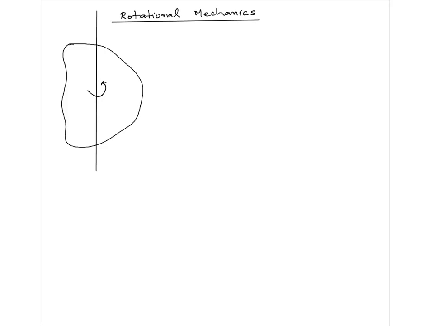Consider a solid body rotating about some axis in a certain way, let's say anti-clockwise. There are many particles inside the body. Each particle performs circular motion. The radius can change depending on the particle. Radius can be small, it can be large.